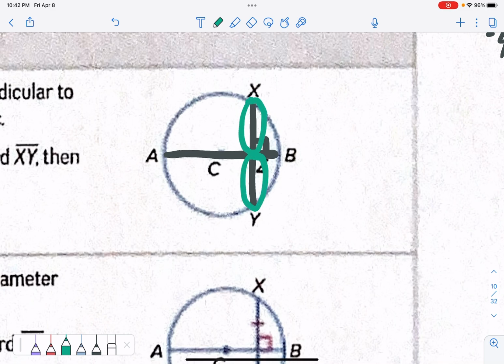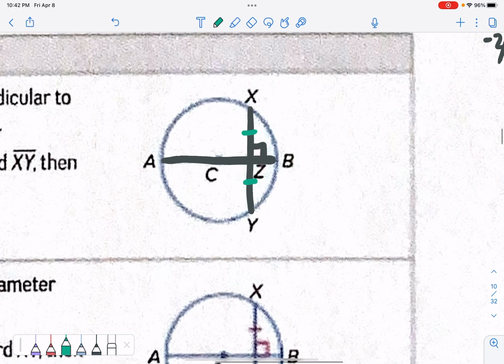There's no other way of me writing it. They don't have to put the tick marks through there to say that those are the same, but if they're perpendicular, that has to bisect, or that has to split these exactly in half. That's just the way that it works, okay?